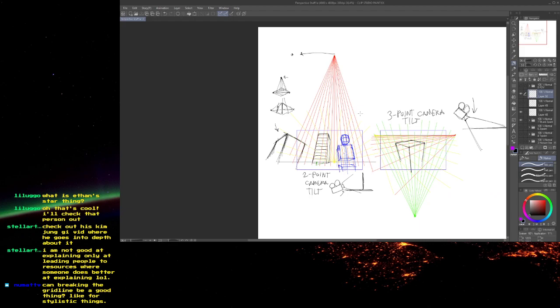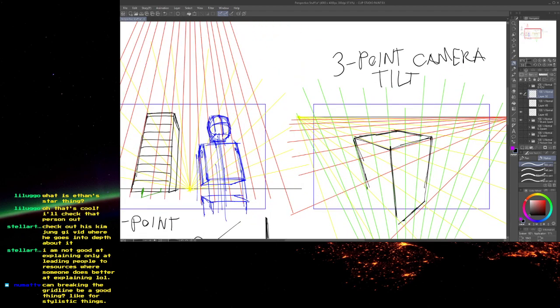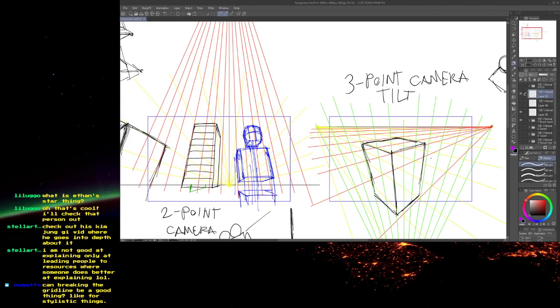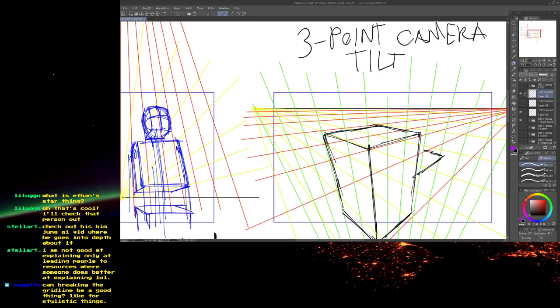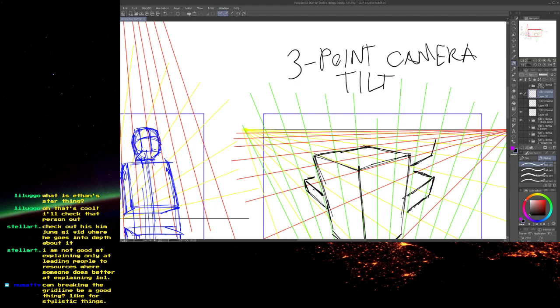Someone asked, can breaking the grid line be a good thing, like for stylistic things? It can be, and there's a lot of people that do break it, but they are people who understand the rules of perspective enough to know when to break them. So yeah, you can, but you want to really understand the rules, and not just understand them, but practice them from observation and from perspective drills and stuff.